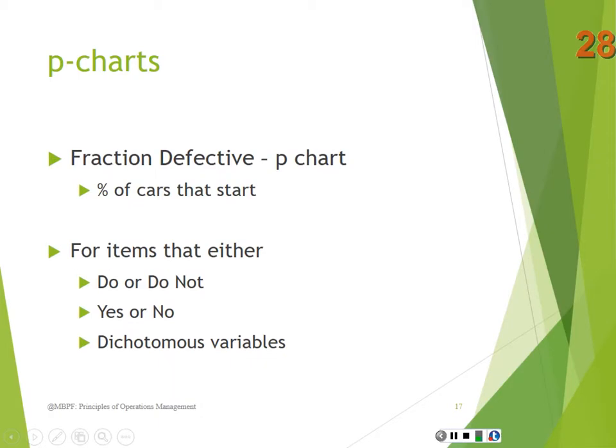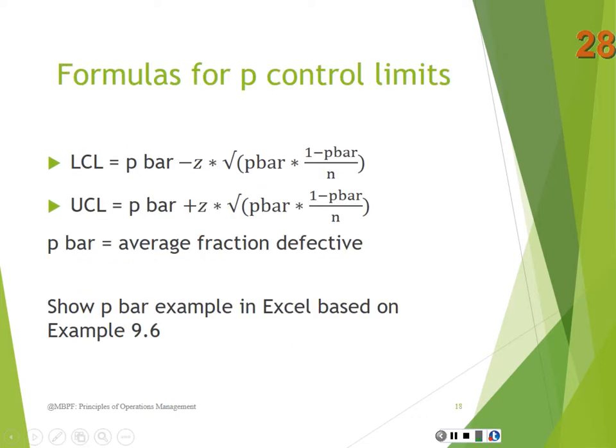Okay, so your P chart, again, is about the fraction defective. It's like, does the car start or does it not start? They're yes or no answers, or dichotomous variables, that you're looking at with the P chart. And the formula is P bar minus Z times the square root of P bar times 1 minus P bar divided by n. P bar, P bar, P bar. So let's talk about how we calculate P bar and what that means.